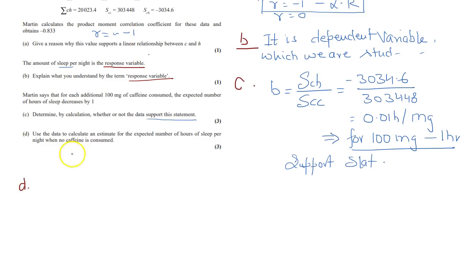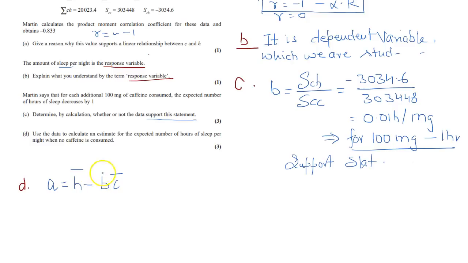Now part D is use the data to calculate an estimate for expected number of hours of sleep per night when no caffeine is consumed. So we know that, we can do it very shortly. We know that the relation between A and B is A equal to H minus BC.